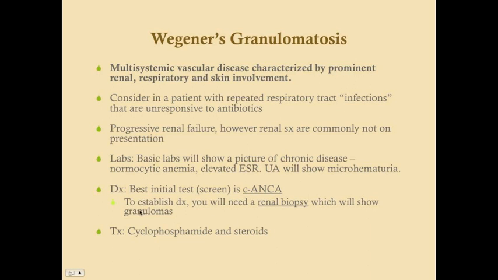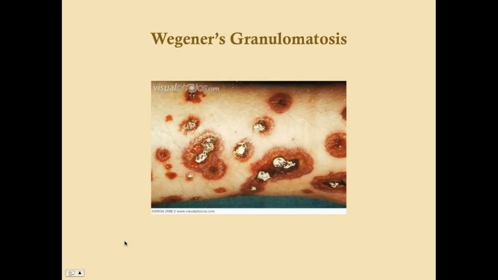On that renal biopsy, you'll see granulomas, which makes sense because this is called granulomatosis. These patients are treated with cyclophosphamide, which is an immunosuppressant, and steroids. And these are those skin lesions that you see with Wegener's.